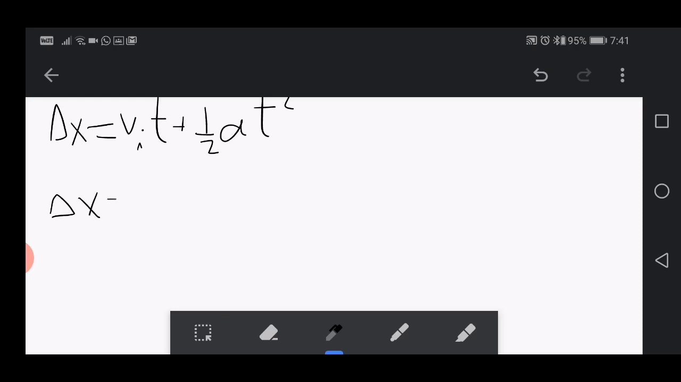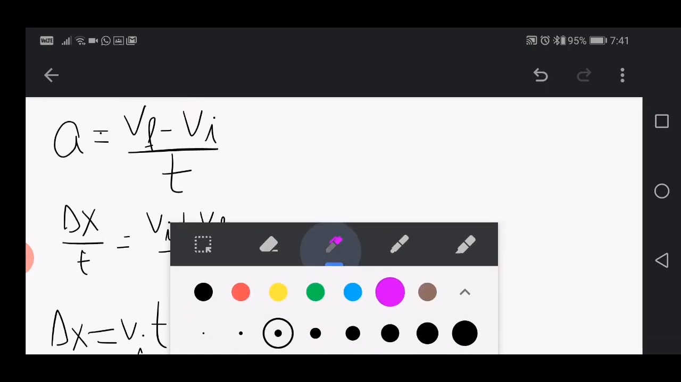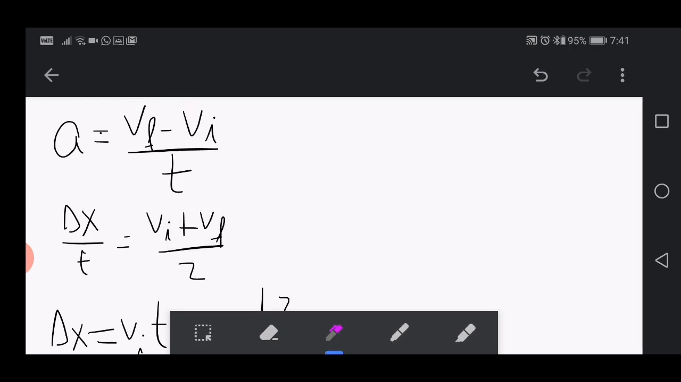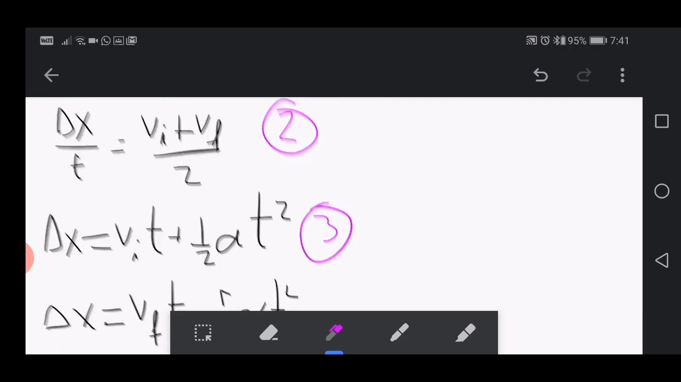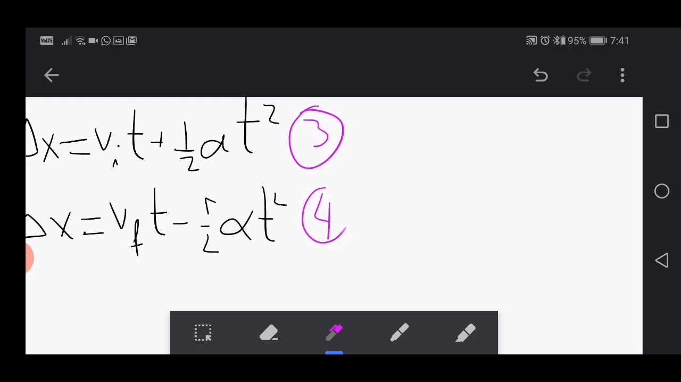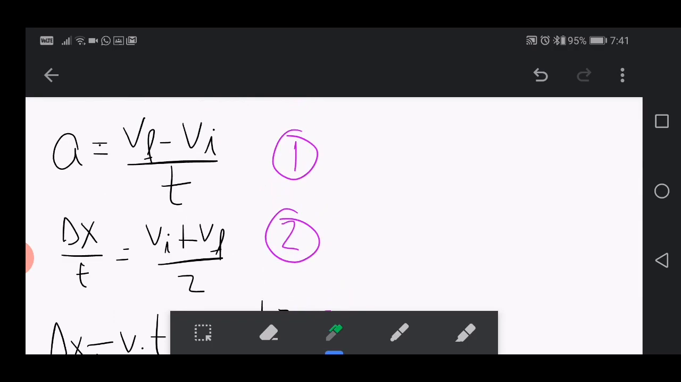There is a sister equation for this, which is the one that has final velocity times time minus 1/2 acceleration times time squared. And so we could number these equations just as a mnemonic help. This is equation 1, this is equation 2, this is equation 3, and this is equation 4. And the whole idea is that you can identify them by what's missing in each of these equations.